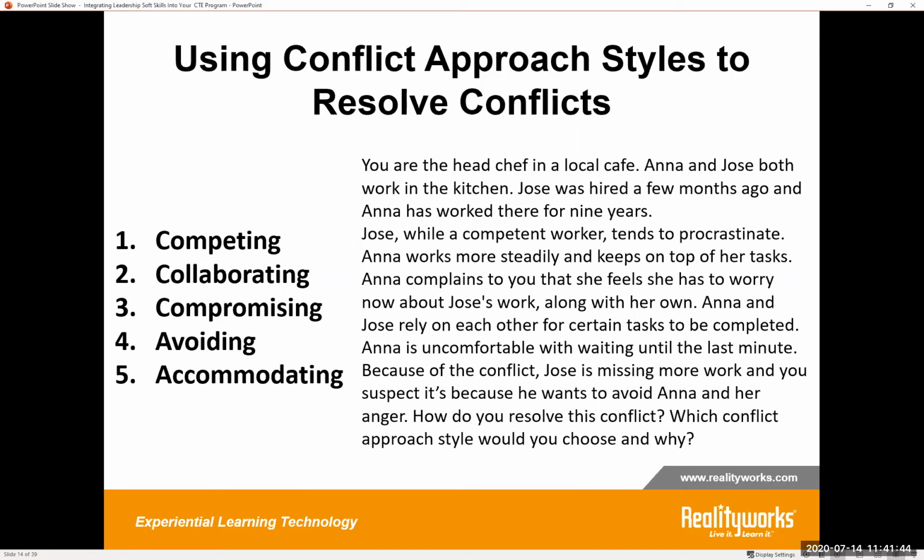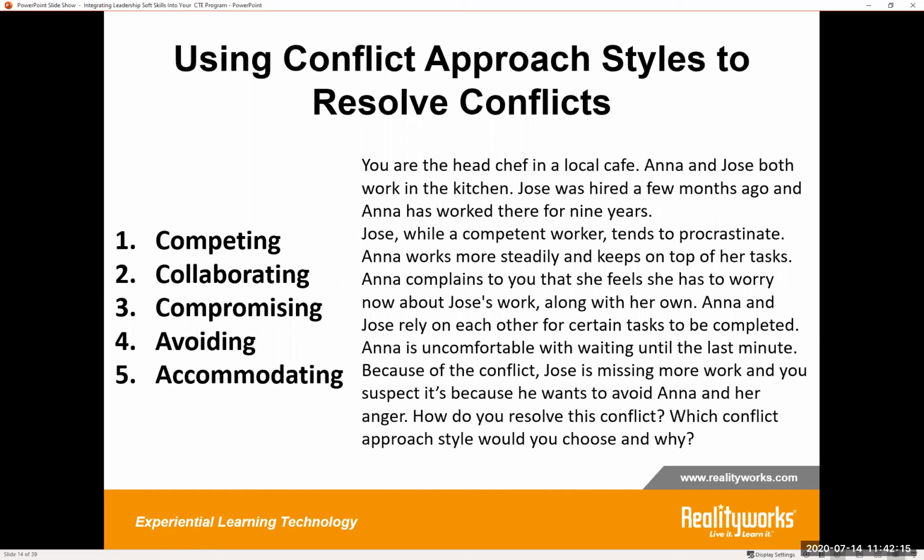So in this activity, students would read through a workplace scenario, and then they're tasked with using a conflict approach style to solve it. So let's read through our scenario that we're going to share with students. You are the head chef in a local cafe. Anna and Jose both work in the kitchen. Jose was hired a few months ago, and Anna has worked there for 9 years. Jose, while a competent worker, tends to procrastinate. Anna works more steadily and keeps on top of her tasks.